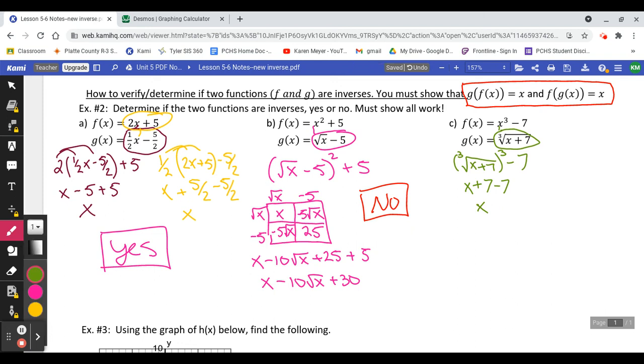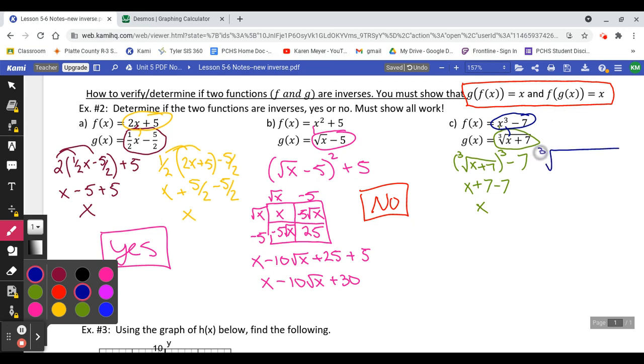So now I must go through and do it the other way as well. So now I'm going to take the top one into the bottom one. So I have cube root, and then inside the cube root, I have x to the third power minus 7 plus 7. Minus 7 plus 7, they cancel out. And then cube root and power 3 cancel out, so I get x. Since they both simplify down to x, I get to say, yes, they are inverses.